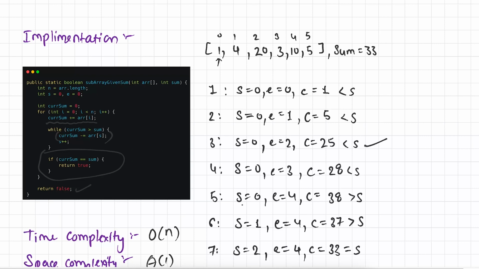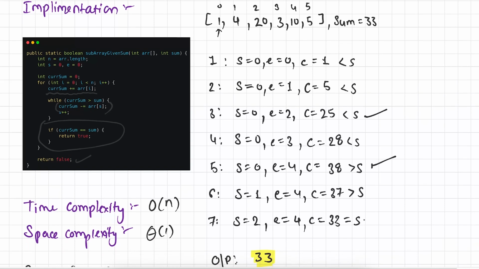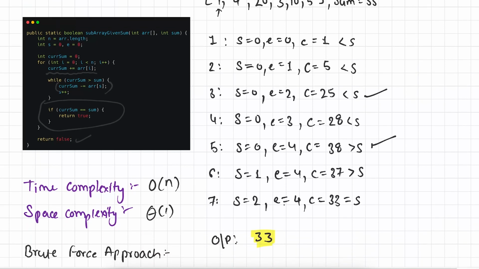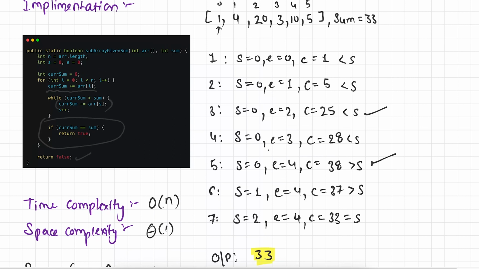So in the next iteration, the value of S becomes 0, E becomes 4. So the sum of all the elements from 0 to 4 is 65 and that is greater than sum now. So in this case what do we do? We shrink the size of the window by 1. So now S becomes 1, E becomes 4 and the sum of elements between 1 to 4 is 64. Again this is greater than sum. So again we have to shrink the size of the window. Now S becomes 2, E becomes 4 and the sum of elements between 2 to 4 is 20, 30, 10 and this is exactly 33.